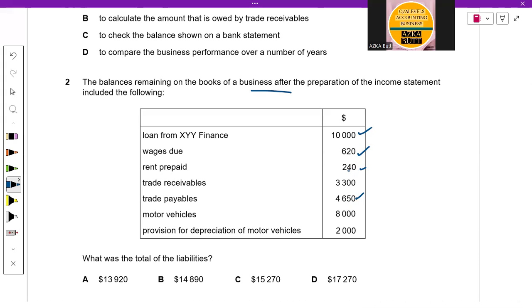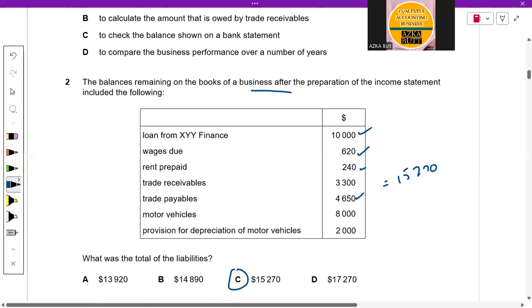Trade receivables are also an asset, money owed to the business by customers. Motor vehicle is an asset. Provision for depreciation of motor vehicle is a contra asset, not a liability. So the total liabilities would be 10,000 plus 620 plus 4,650, which is equal to 15,270. So option C is the right option.